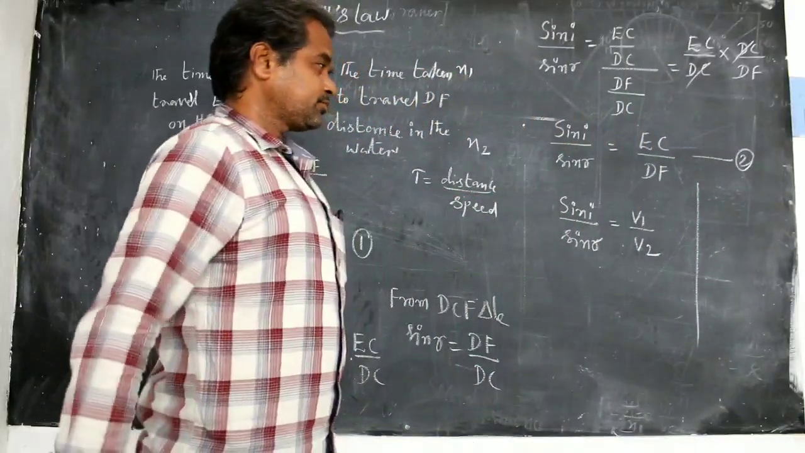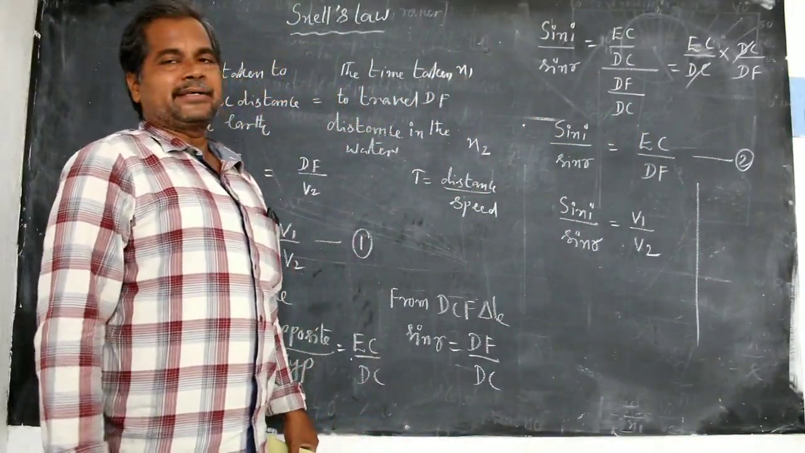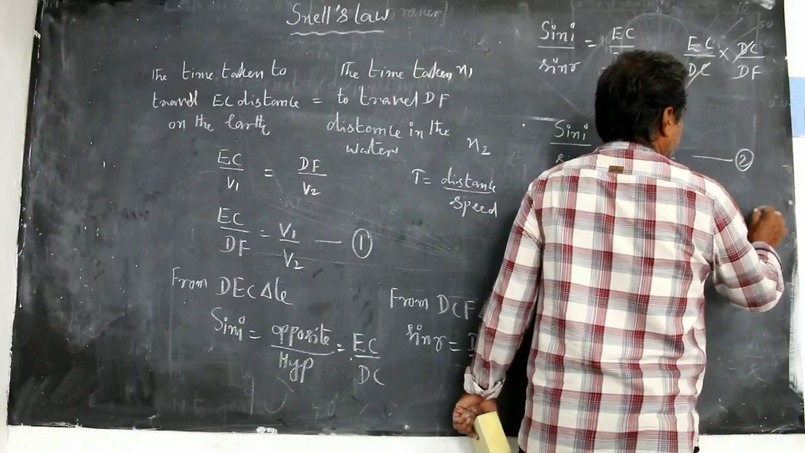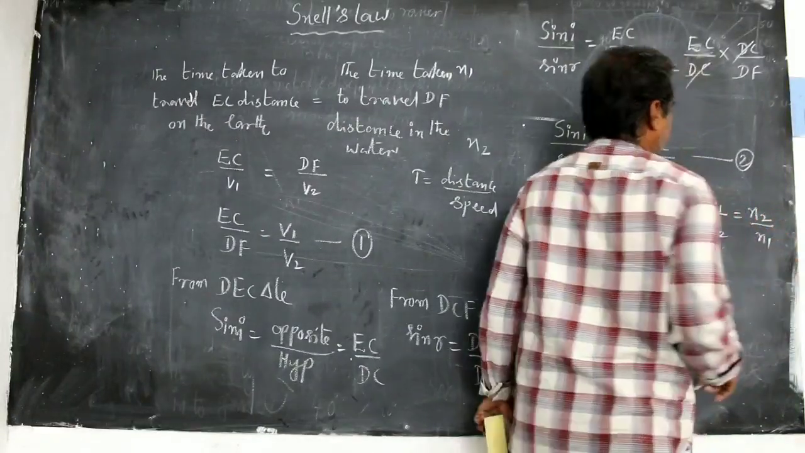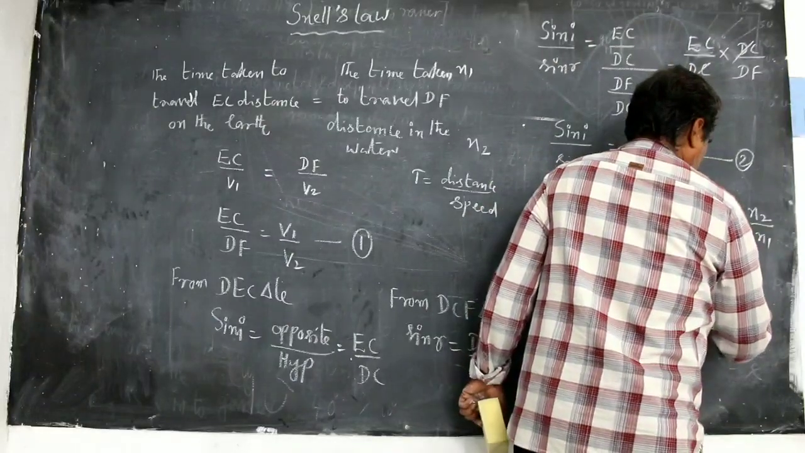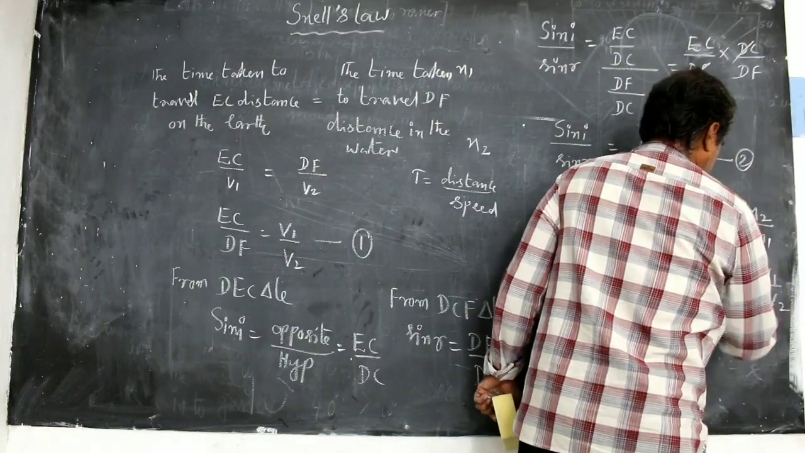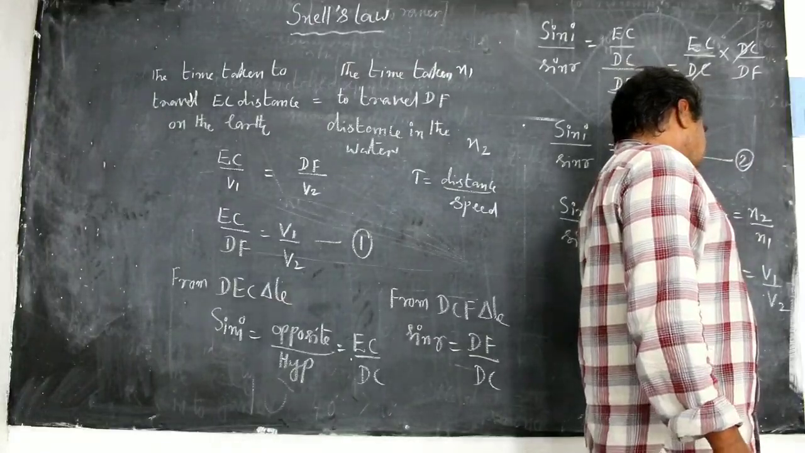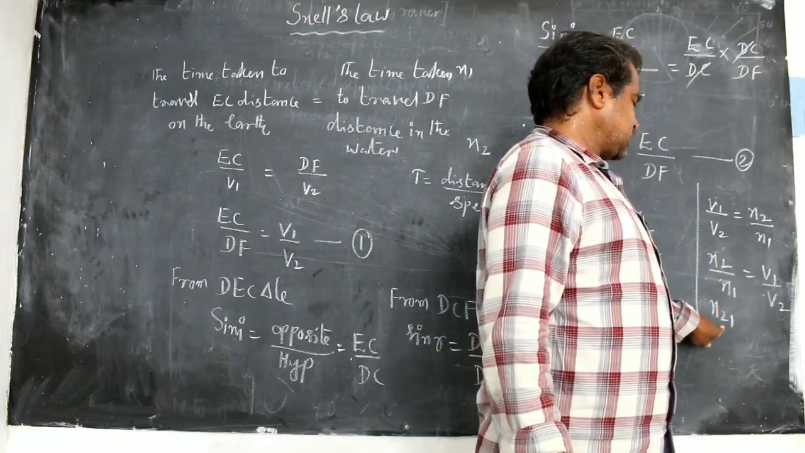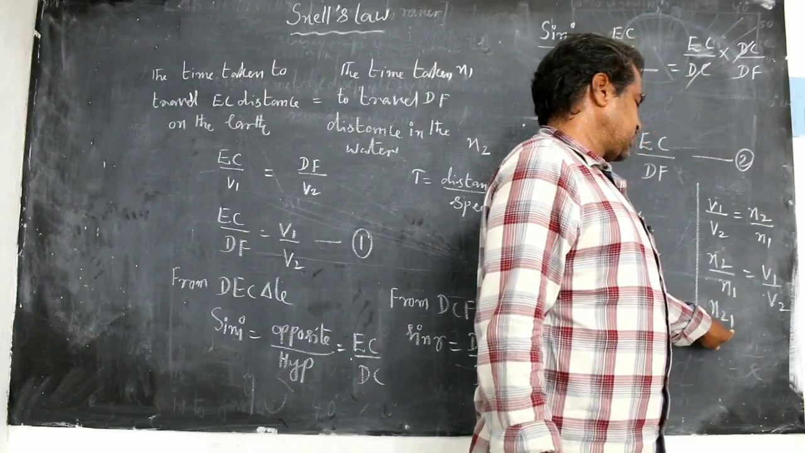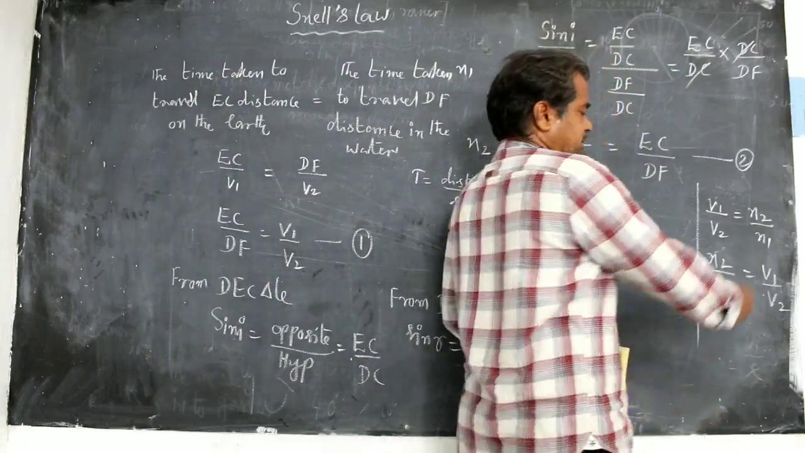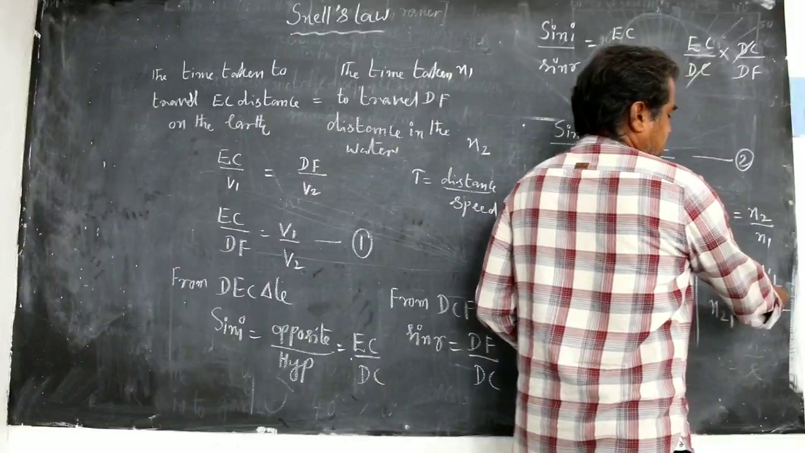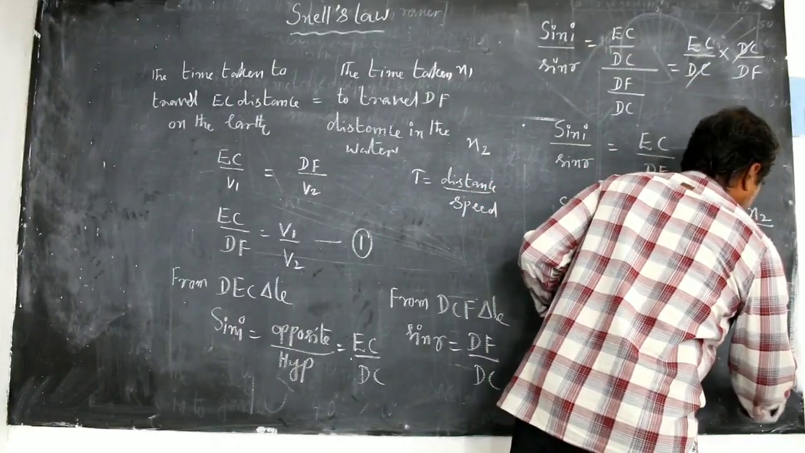According to the relative refractive index definition, V1 by V2 can be written as N2 by N1. N2 by N1 is equals to V1 by V2. N2 by N1 means N21, the refractive index of the second transparent medium with respect to first transparent medium. It can be written as the velocity of the light in the first transparent medium to the velocity of the light in the second transparent medium, V1 by V2.